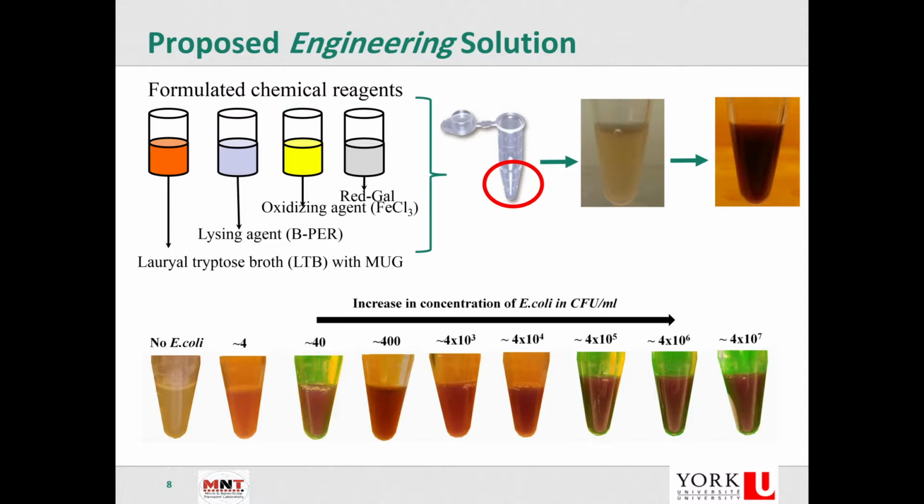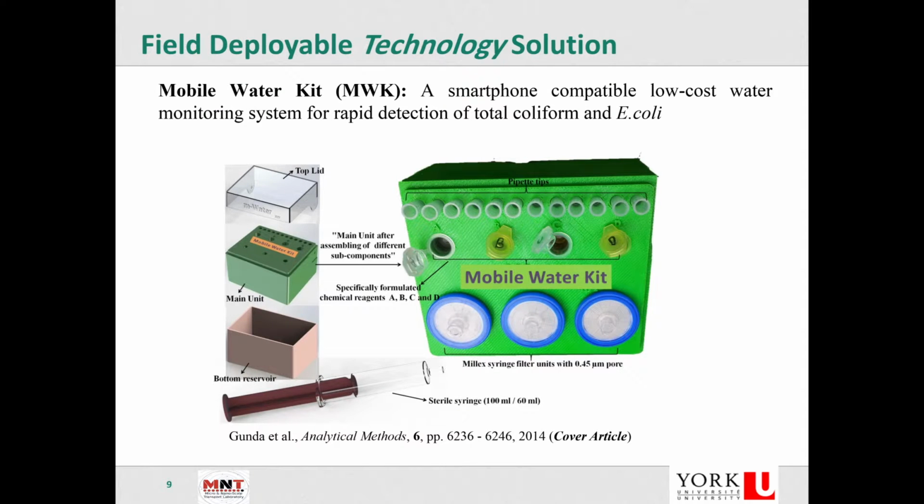So as engineers, we want to make a device out of it. What we did is we made something called a field deployable mobile water kit. It has the same chemistry and understanding of the biological process, but we have to create a product, right? Because people want to test whether there is E. coli in water. I cannot tell them there is ion channel forming and all these things. They said, okay, that's fine, but give me a solution. So we provided a solution.